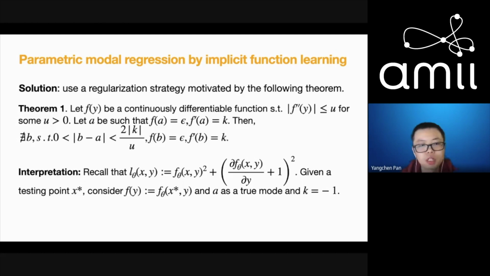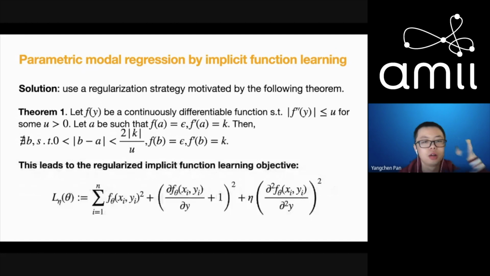So this theorem motivates a regularization strategy because the distance of the spurious mode to the true mode has a lower bound, which is inversely proportional to the magnitude of the second order derivative. As a result, we can try to punish the magnitude of the second order derivative. This gives the regularized implicit function learning objective.